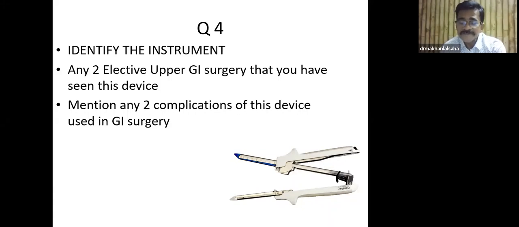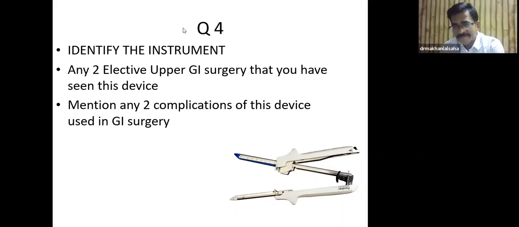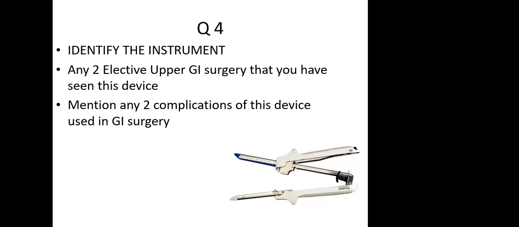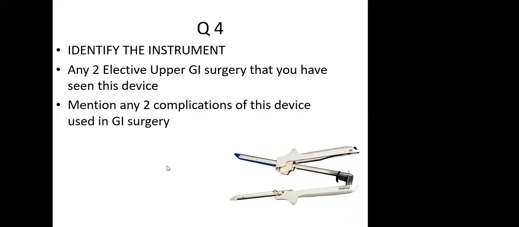So what is this? This is not only a stapler. This is a linear cutter, number one. And second, you have to say that this blade has a variable length. It will be written on the instrument itself, the centimeter length of this instrument. So you have to mention that this is a 60 millimeter linear cutter. Don't say stapler. A stapler only staples. A cutter staples and cuts, both.